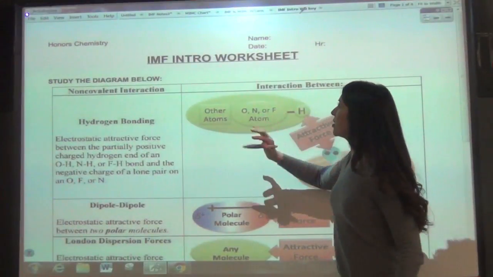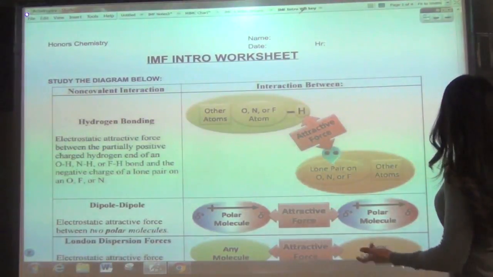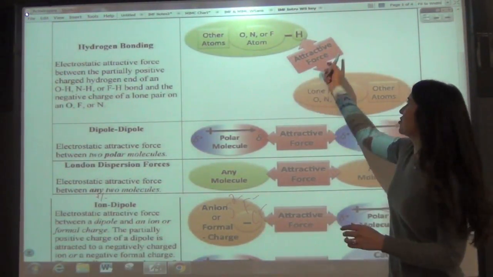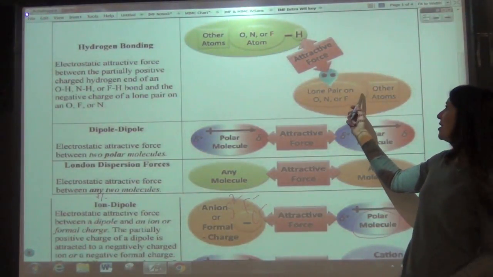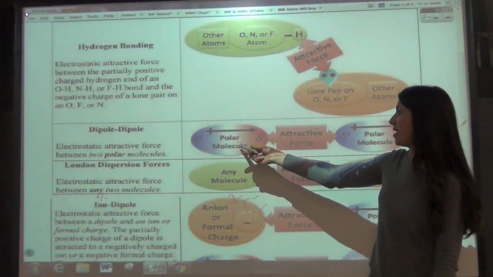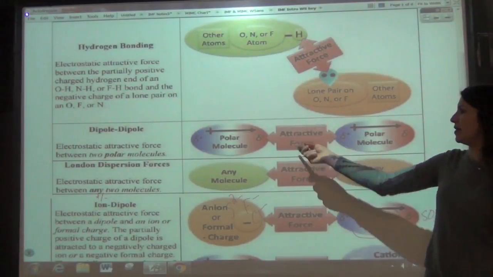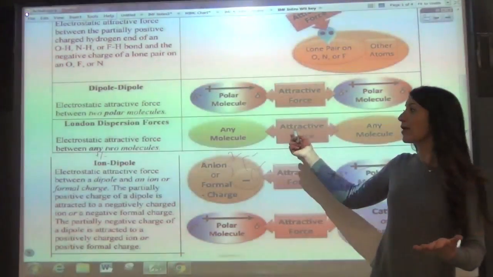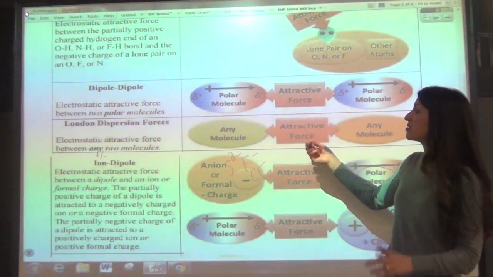Okay, so really quick I just want to show you one more thing on the IMF intro worksheet that's on Google Classroom. This is just showing hydrogen bonding, and so we see the attractive force here between the hydrogen of one molecule and the fluorine of another molecule. And again, just like we talked about the dipole-dipole with a polar molecule at the dipole and another polar molecule, and then you get the attractive force in between. And the LD force, which is very temporary, you can have any molecule and any molecule with the attractive force. That's the weakest of all of them.